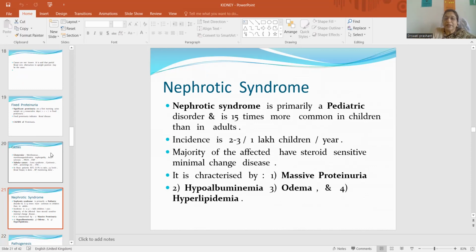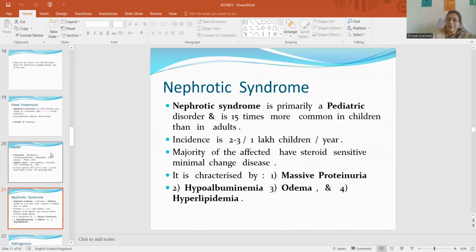Nephrotic syndrome is primarily a pediatric disorder and is 15 times more common in children than in adults. Incidence is 2 to 3 per 1 lakh children per year. Now it might have increased. The majority of those affected have steroid sensitive minimal change disease. We are going to discuss minimal change nephrotic syndrome.